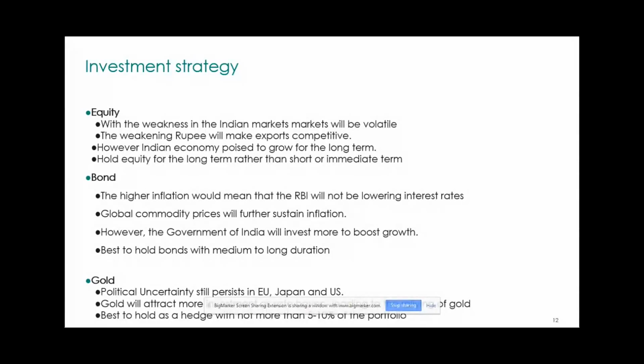With the global commodity prices rising, the RBI will remain more and more hawkish. For which particular reason, bonds of a medium duration will become more attractive than those of longer duration. So, it is best to have bonds in a portfolio to avert the volatility that will be induced by equity. And preferably, these bonds should be between the medium to long duration.